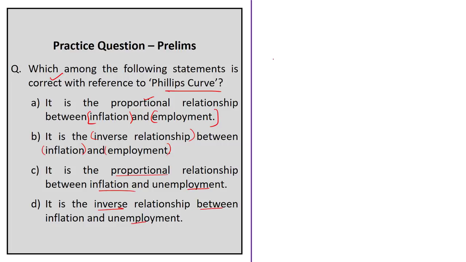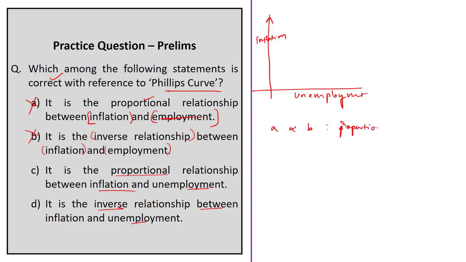This question is based on the Phillips curve, which is a graphic curve which advocates a relationship between inflation and unemployment in the economy. So you can eliminate options A and B because they talk about employment. Whether the relationship is proportional or inversely proportional, you should know that proportional means two quantities vary directly with each other. That is, if one increases, the other also increases. In case of inversely proportional, if one quantity increases, the other decreases.